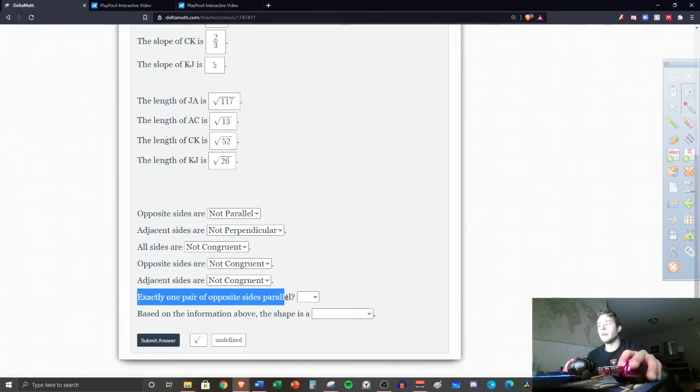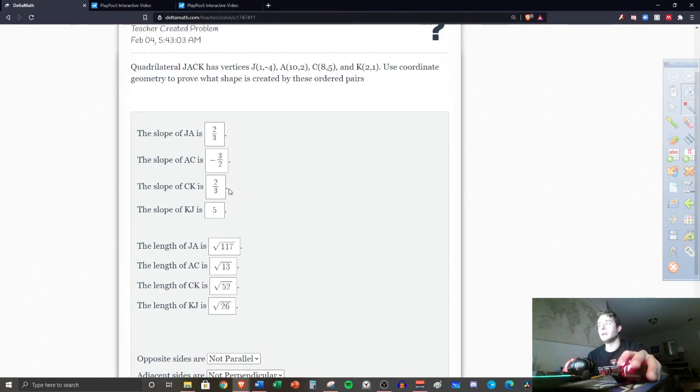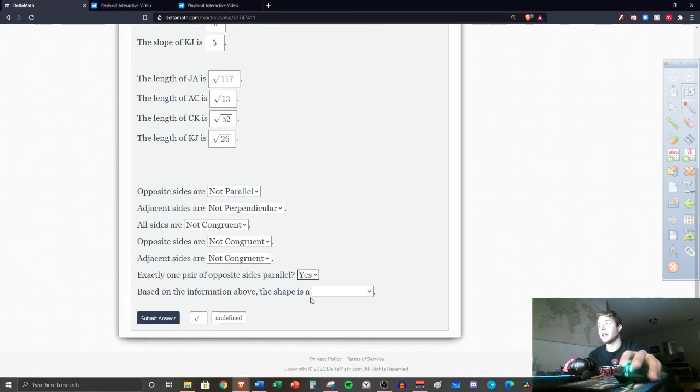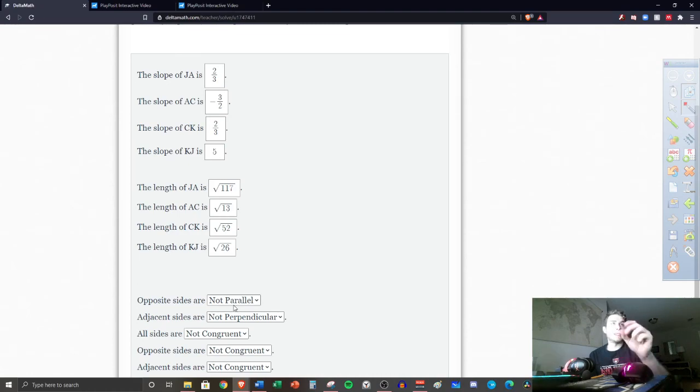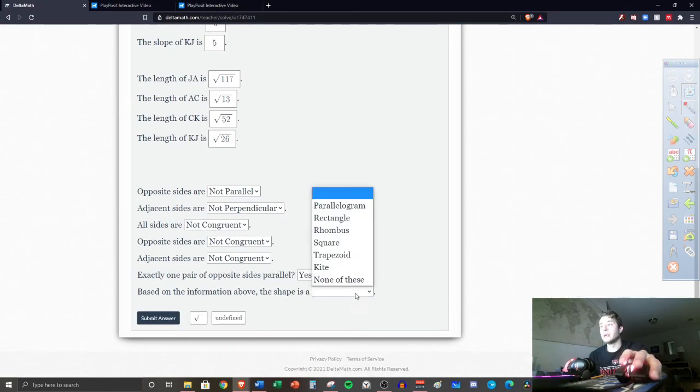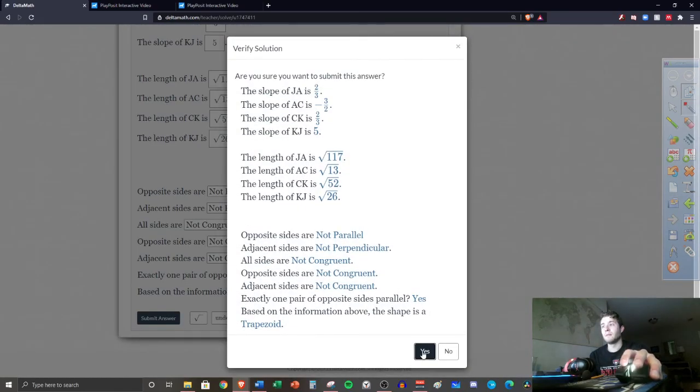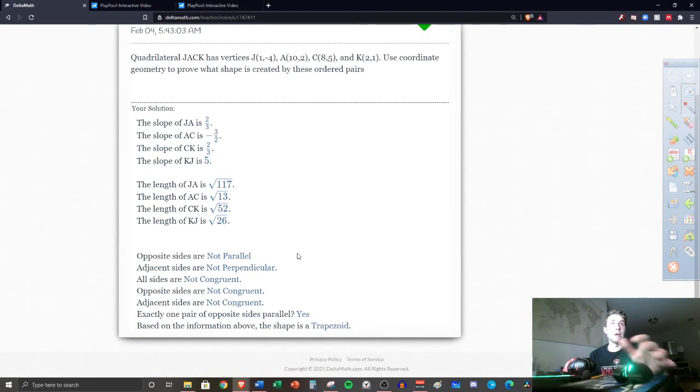Then we have this question. Exactly one pair of opposite sides parallel. Well, we do have that. 2/3 and 2/3, JA and CK. So that's a yes. So based on all of that information, we have our quadrilateral hierarchy that we use, and we have the different shape properties. What shape has exactly one pair of parallel sides? Well, that would be the trapezoid. Okay, and we got it right.